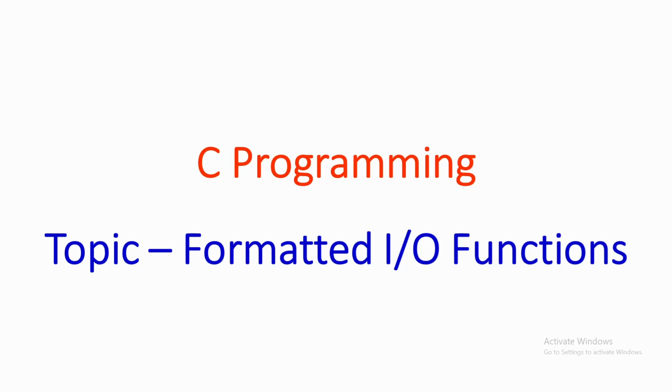In today's session, we are going to learn one of the most important concepts in C programming called formatted input and output functions. Whenever we write a C program, we need a way to communicate with the user. The program should be able to receive data from the user and also display the result on the screen. For this purpose, C provides different input and output functions.